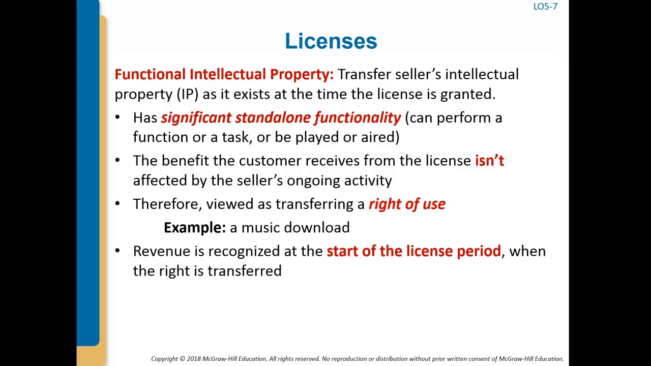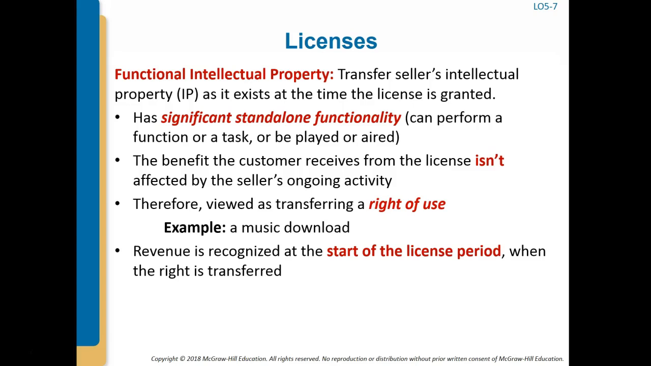Sometimes functional intellectual property also requires revenue recognition over time. This happens when the seller is expected to change the functionality over the license period and the customer is required to use the updated version. For example, that's the case with some software products, like virus protection. In that case, we view the license as transferring a right of access, so revenue must be recognized over the license period.